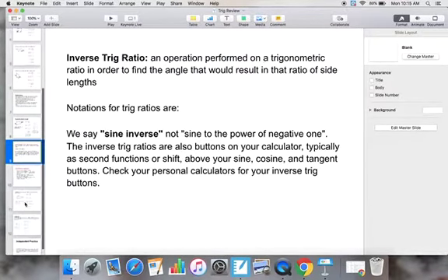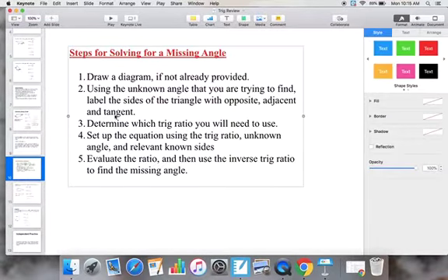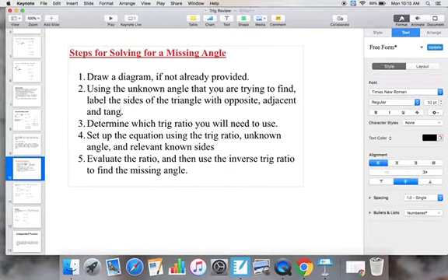All right, so let's look at some examples of how we find those missing angles. How these problems start off is very similar. Start with your diagram if you don't already have it. Label your sides based on the angle you're trying to find. You won't have an angle given to you. You're trying to find a missing angle, and use that missing angle to label your side lengths for opposite, adjacent, and hypotenuse. Oh, that shouldn't say tangent, that should say opposite, adjacent, and hypotenuse. I'll fix that now.